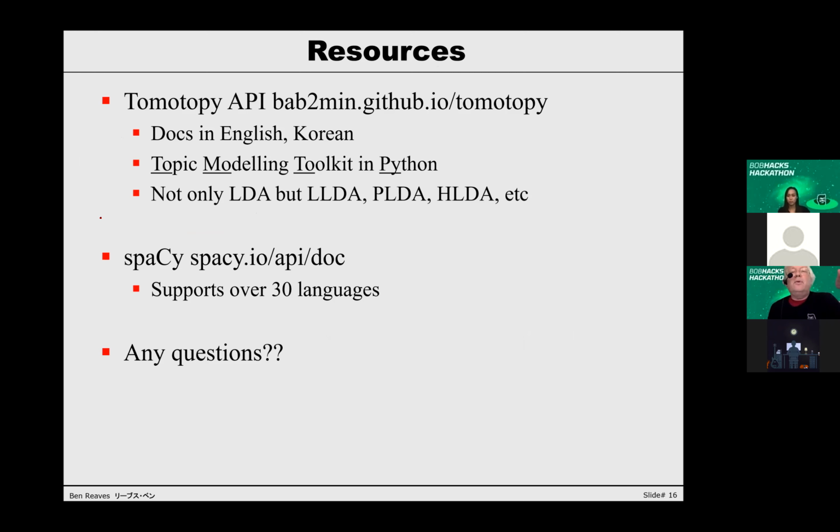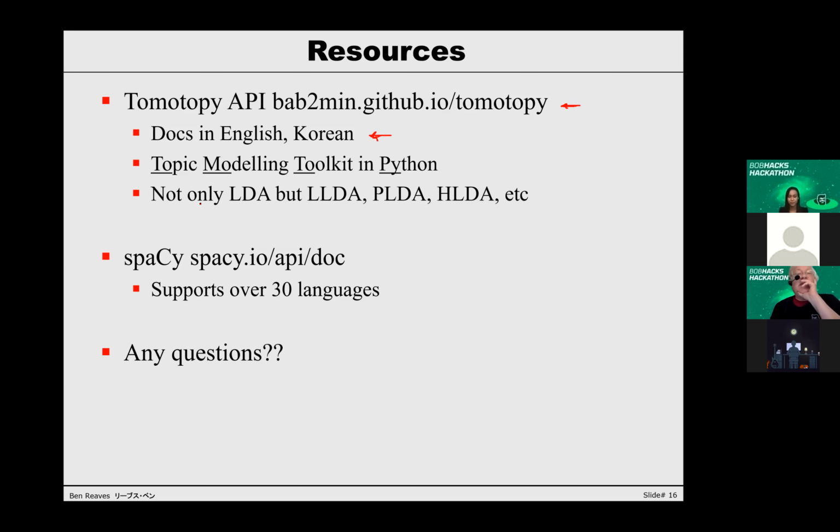And if you want to learn more about Tomotopy and Spacey, here are some resources. This is the API documentation for Tomotopy. It stands for Topic Modeling Toolkit in Python, so you don't have to remember it's not tomatoes. The documentation is in English and Korean. Korean seems to be updated before the English is.